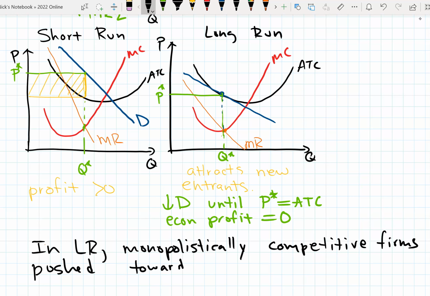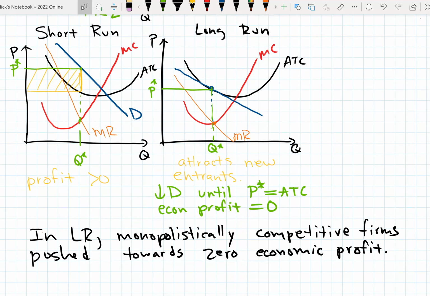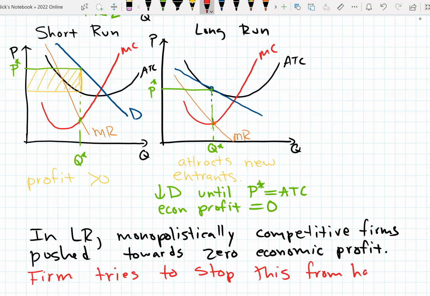And the one thing to notice, though, is the firms are not going to just take this lying down. They're going to resist. So in the case of perfect competition, there's nothing they can do, really. The only thing a firm can do is keep their costs low, because they're producing the same product as everybody else, and they can't do much else except try to keep their costs as low as possible. But here, the firm has more tools to work with. So they're going to try to stop this from happening. They're going to try to keep their demand high enough that they can get a positive economic profit.